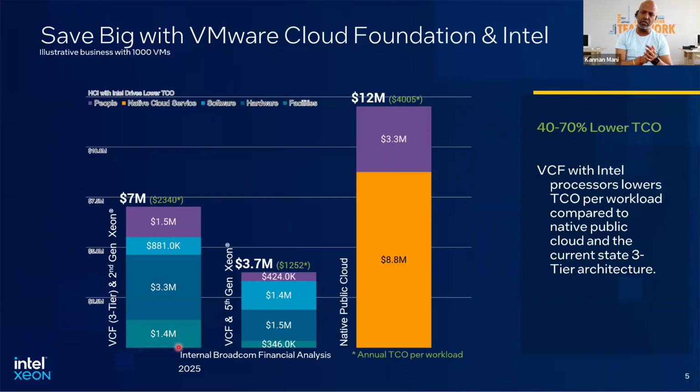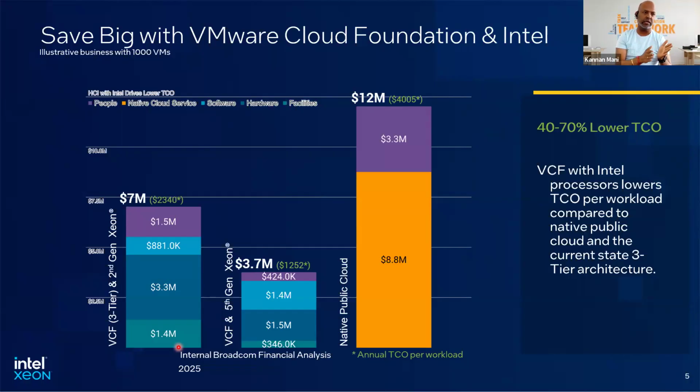If you're running VCF 3-tier on second generation, look at the amount of spending you're doing. There is server sprawl. You must have so many servers, very lightly utilized. You're paying a lot of money for power, a lot for licensing, and with lower utilization, that's going to cost you. If you go to 5th gen or 6th gen, on the second pillar here, that's where the savings are. From 7 million, you go to 3.7 million, a little more than half. That's the savings you're going to get.